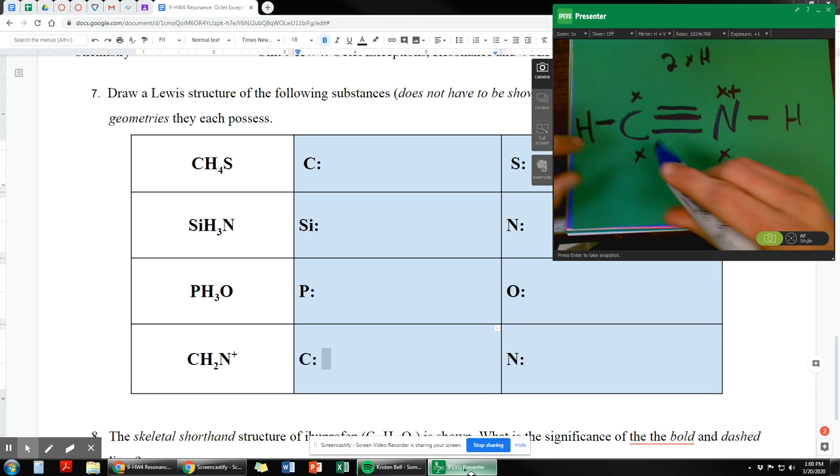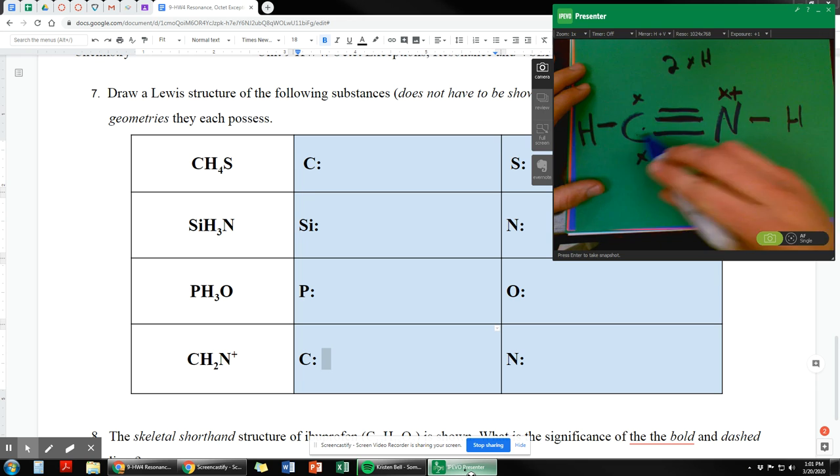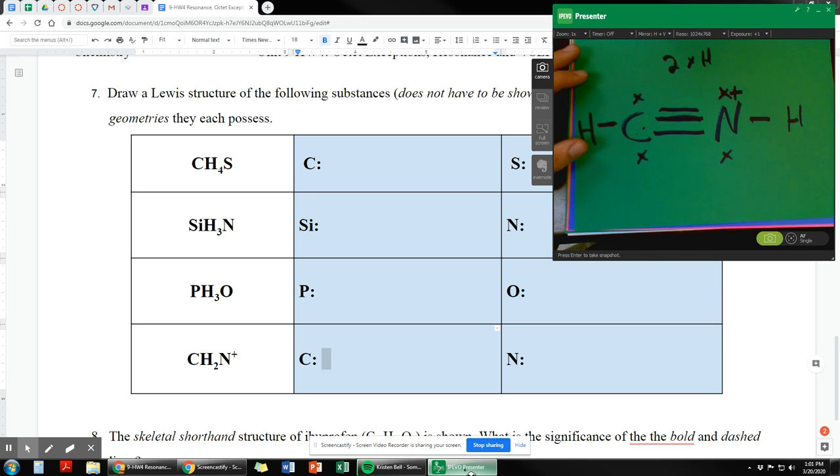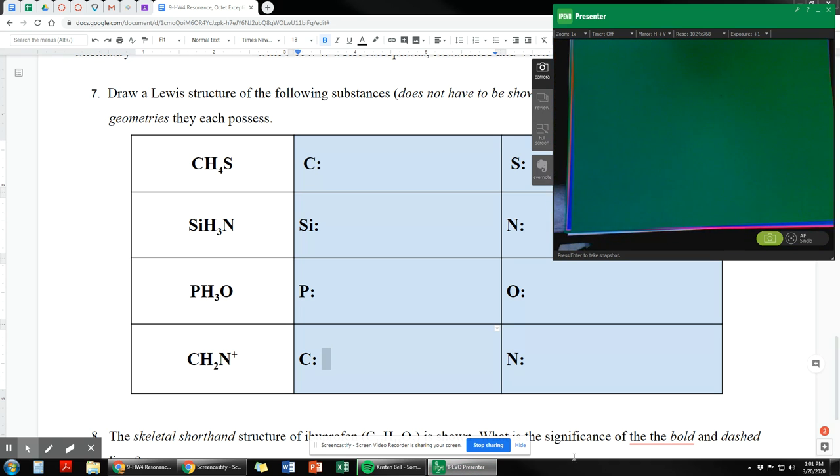If we look, each one of them has 2 things attached, and there are 0 non-bonding pairs. So with 2 things attached and no non-bonding pairs, it is linear. Both of them are linear.